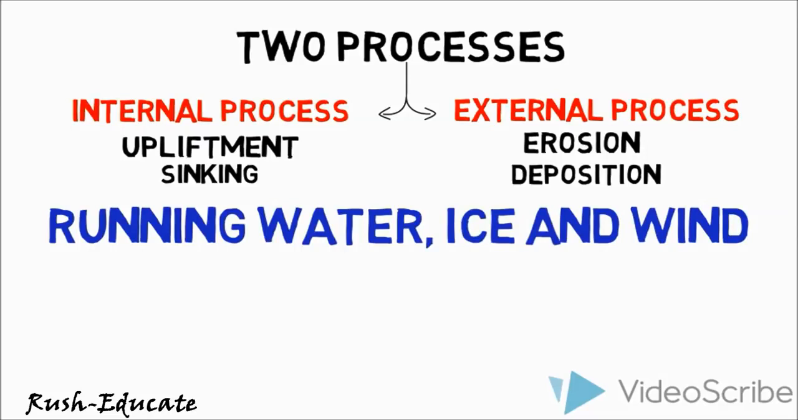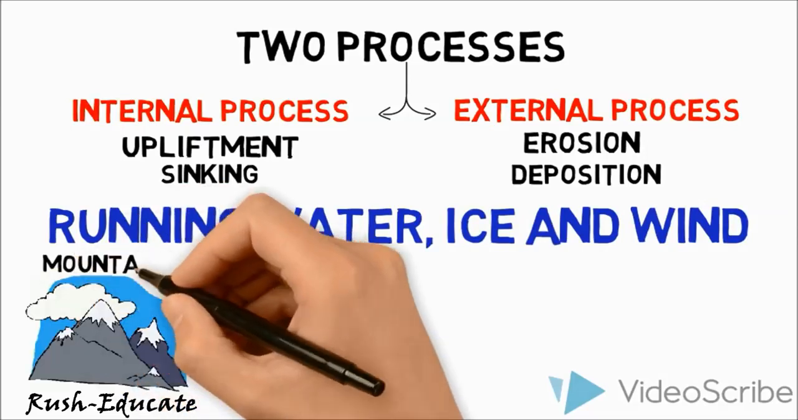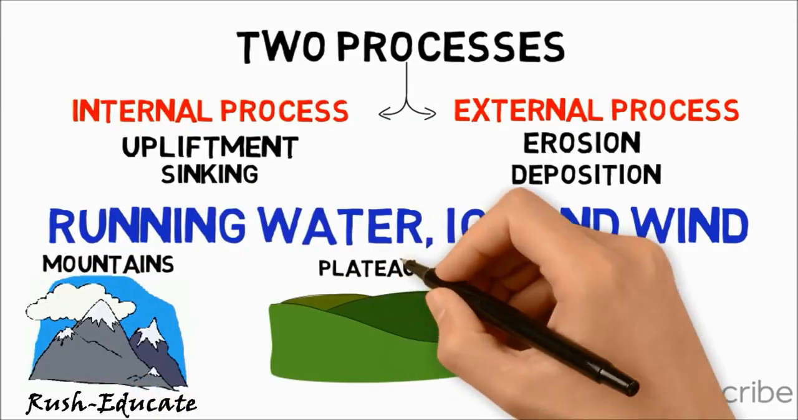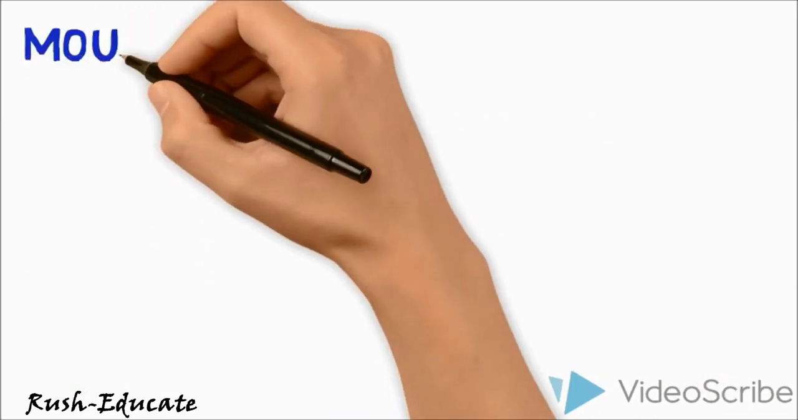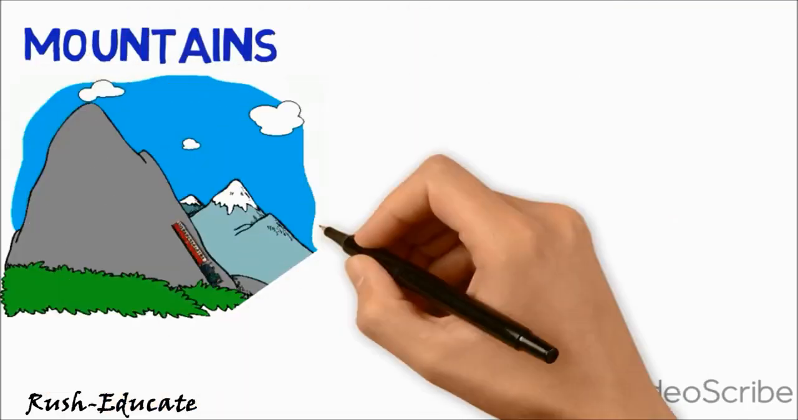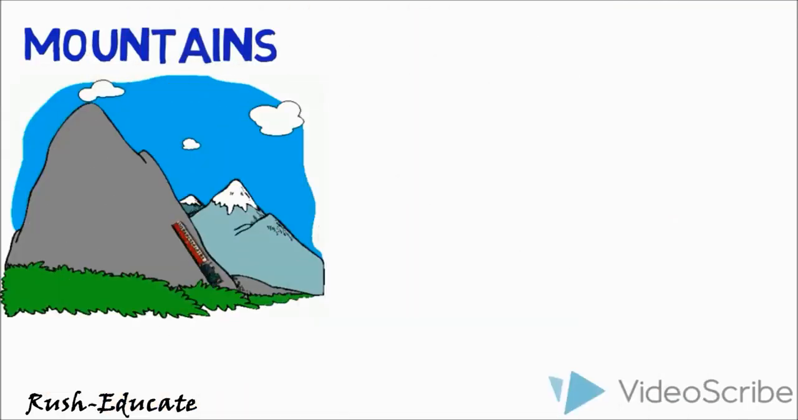Broadly, we can group different landforms depending on elevation and slope as mountains, plateaus, and plains. A mountain is any natural elevation of the Earth's surface. The mountains may have a small summit and a broad base. It is considerably higher than the surrounding area. Some mountains are even higher than the clouds.